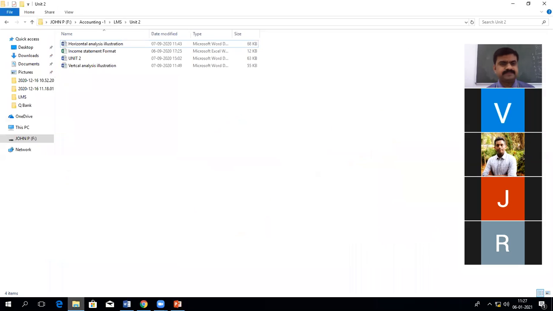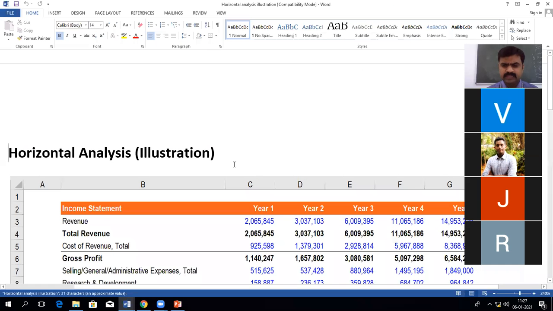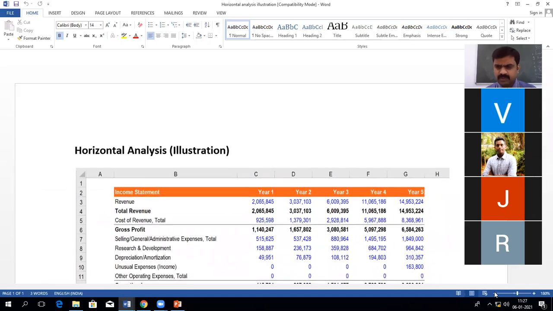Okay, are you getting it? I'll just show you some of the illustration. Is it visible, students? Are you able to see?